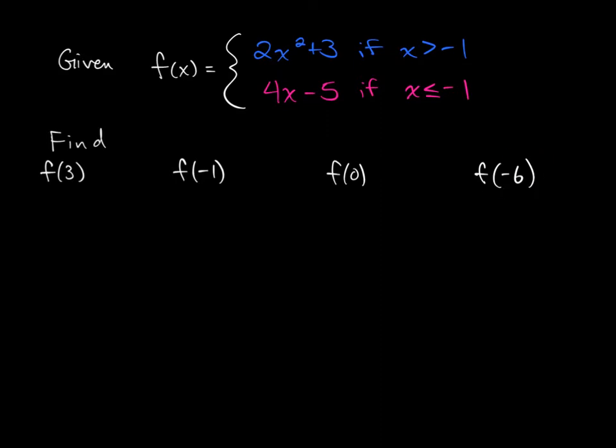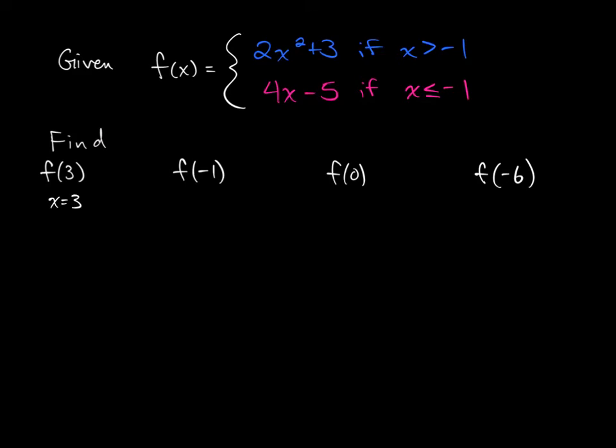Now, in order to be successful with an exercise like this, you need to first figure out which function you're using. Are you going to be using the top function or the bottom function? You can do that based upon which x value you have. So take, for example, this first one, f of 3. Normally we have f of x. So x was replaced with 3. That means our x value is 3.